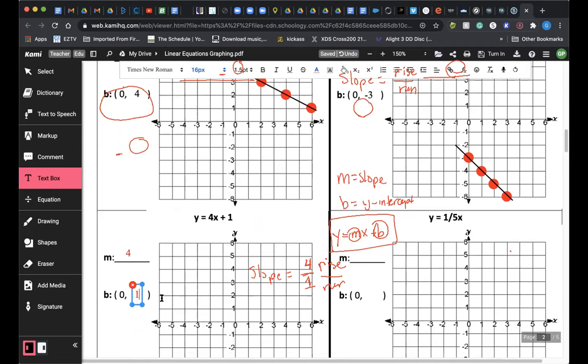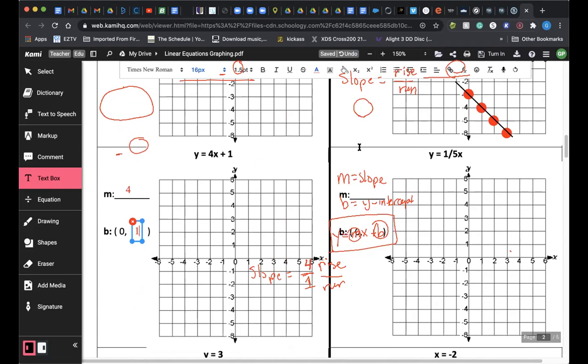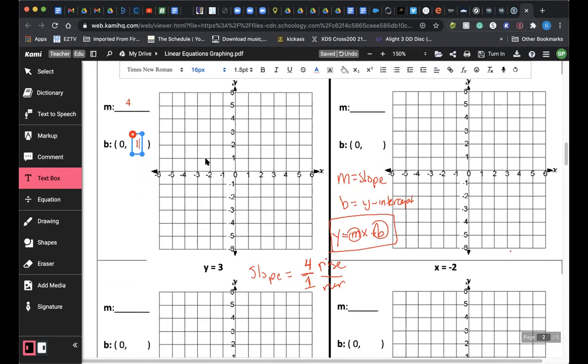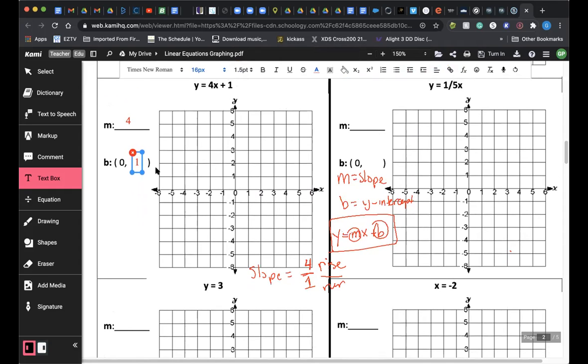All right, so I'm going to move down my notes here. I'm going to erase some of these things I don't need, because I have it rewritten in other places. Okay, so I have my slope identified for me. I have my y-intercept identified for me. It's going to be at the location 0, 1.